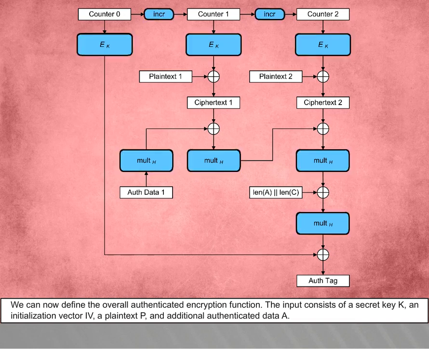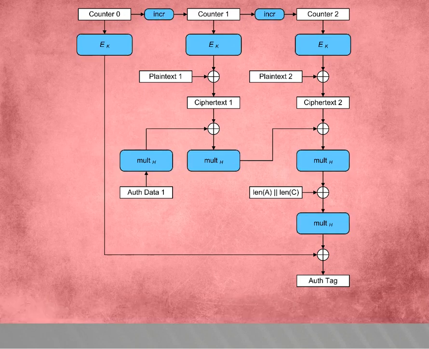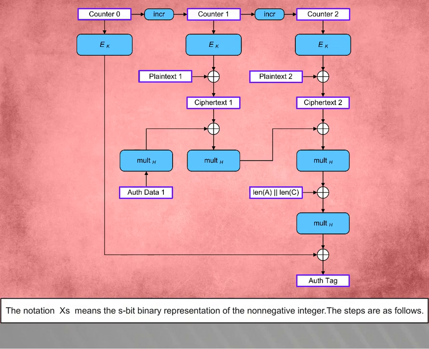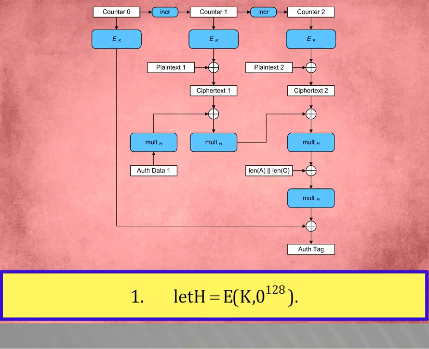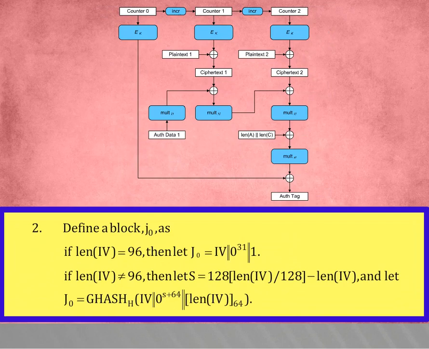We can now define the overall authenticated encryption function. The input consists of a secret key K, an initialization vector IV, a plaintext P, and additional authenticated data A. The notation [x]_s means the s-bit binary representation of the non-negative integer x. The steps are as follows. Let H equal E(K, 0^128). Define a block J0 as follows. If len(IV) is equal to 96, then let J0 equal IV || 0^31 || 1. If len(IV) is not equal to 96, then let s equal 128 · ceiling(len(IV)/128) minus len(IV), and let J0 equal GHASH_H(IV || 0^(s+64) || [len(IV)]_64).